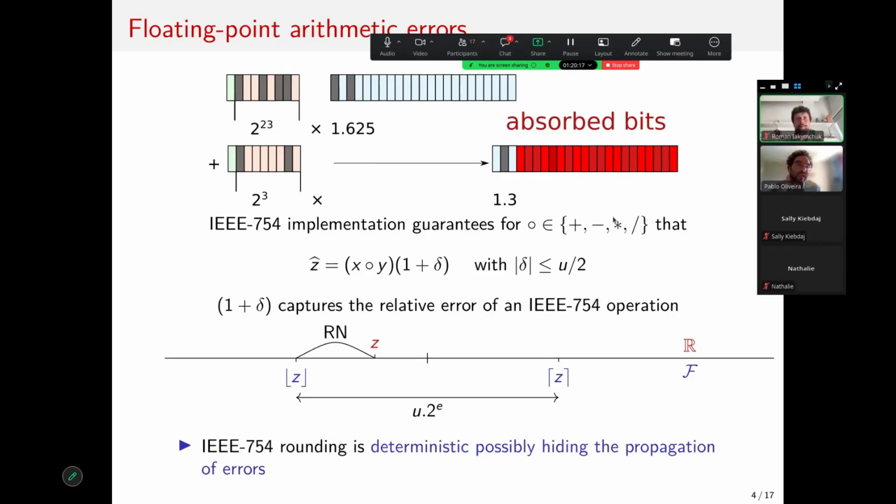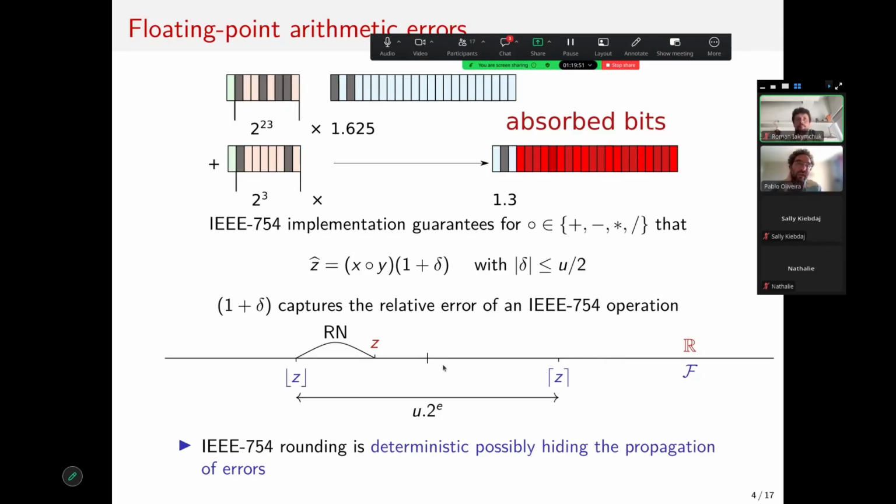So usually our error model, when we want to model that and compute the error, is based on the guarantees of the standard. And the standard tells us that for the basic operations, we are going to have a relative error that is going to be less than half the unit in the last place. And the unit in the last place is the distance between two representable numbers.